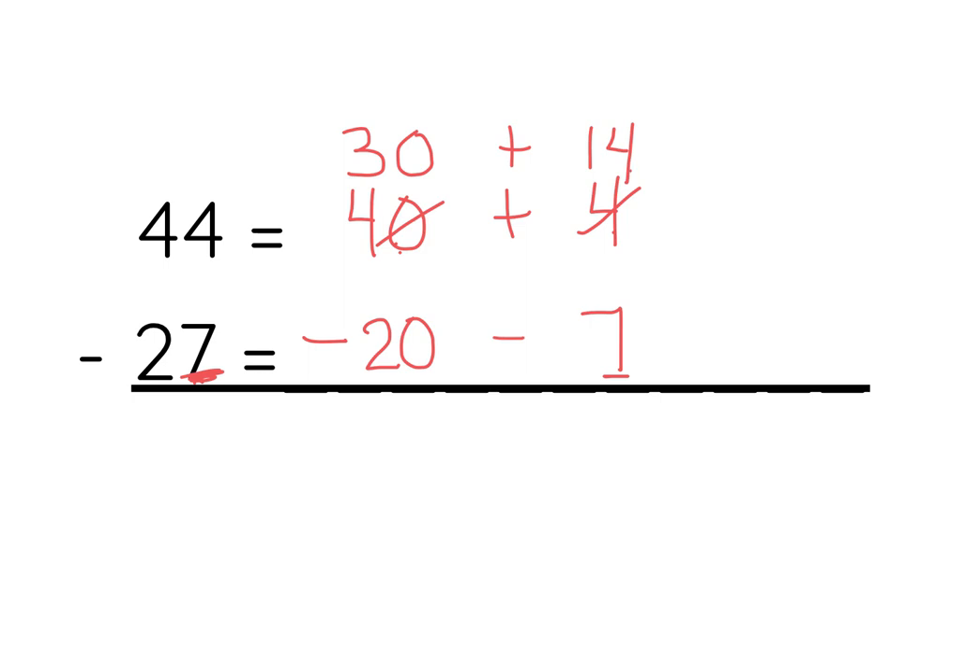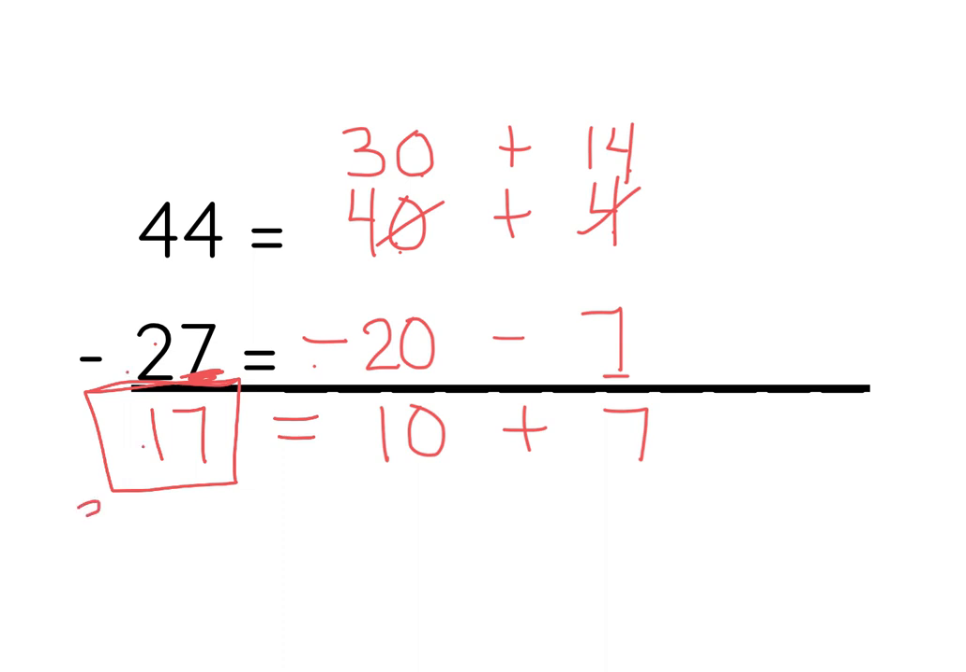So 14 minus 7 equals 7. 30 minus 20 equals 10. 10 plus 7 equals 17. Again, you can do a quick check over here. 20 plus 10 equals 30. 7 plus 7 equals 14, which is your 44 up on top.